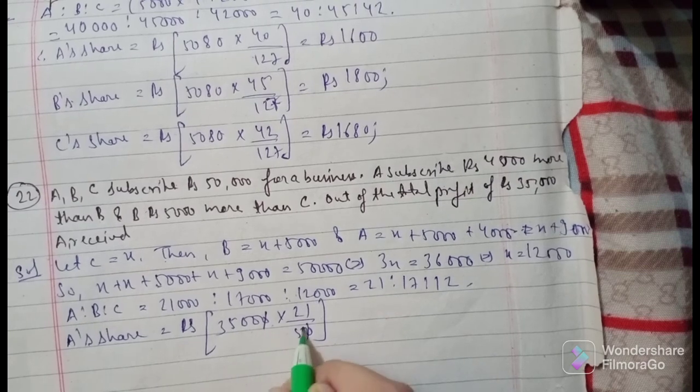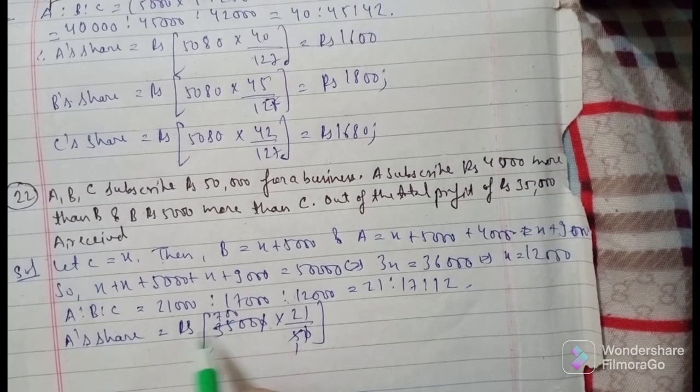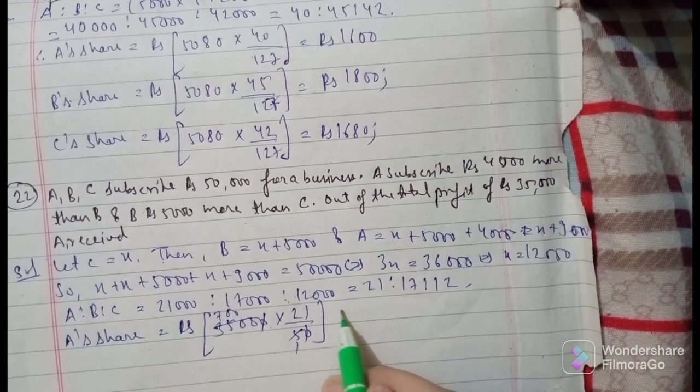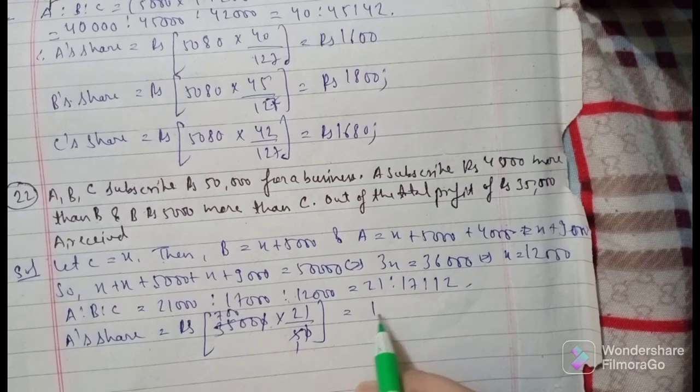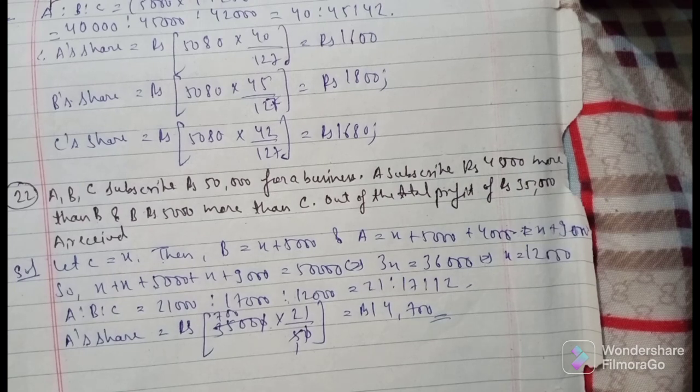0 being cancelled by 0. 5 ones are 5, 5 7s are 35, and 0 and 0. 7 and then 21 that has been multiplied. So it will be rupees 14,700. That will be the right answer for this particular question here.